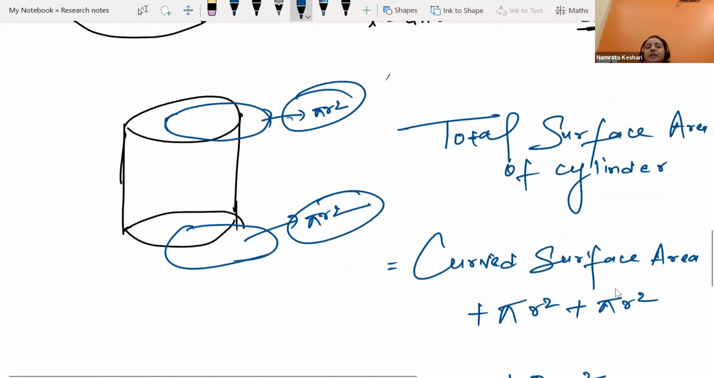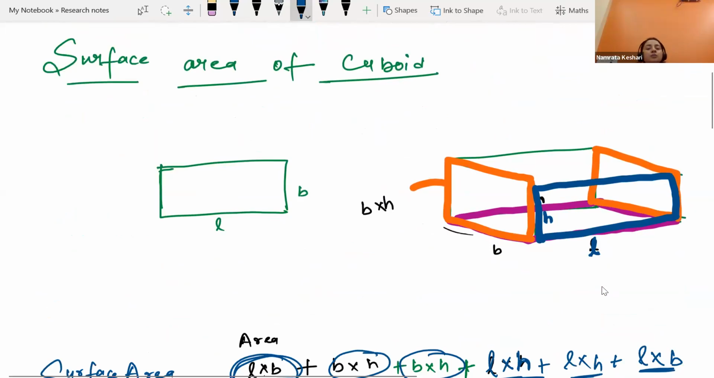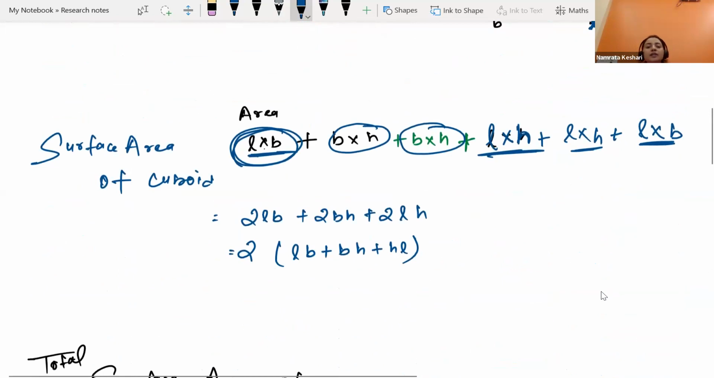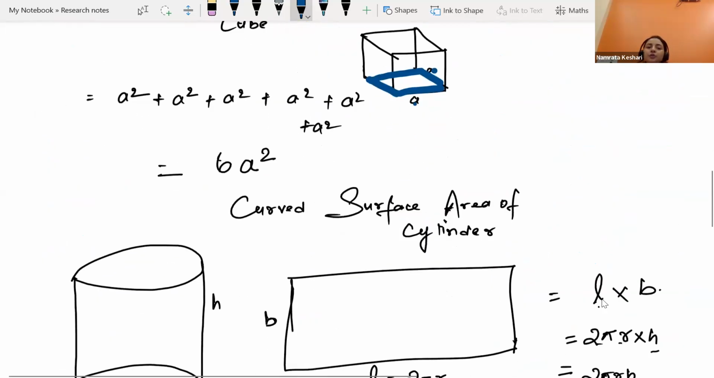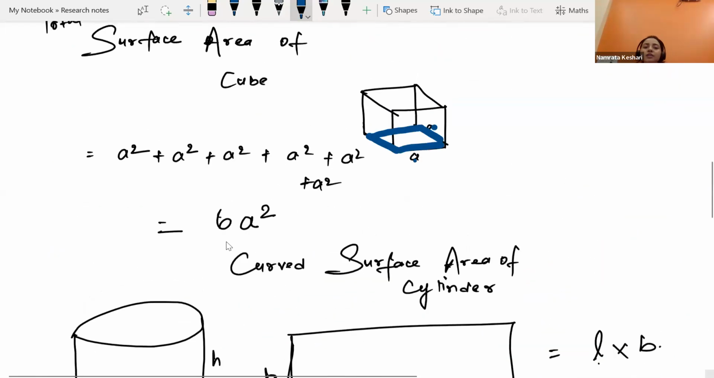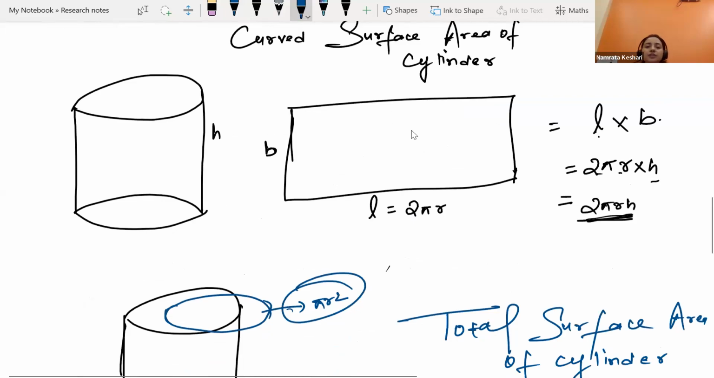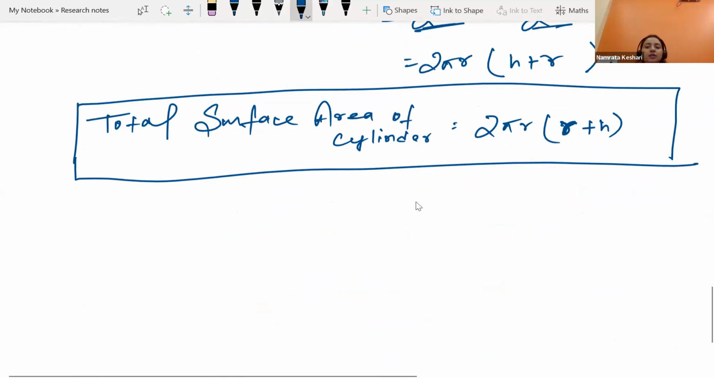Okay, so far we have discussed the formula for surface area of the cuboid. I could have written the formula directly, but I showed you how we are getting it: 2 into length into breadth, breadth into height, height into length. Similarly, the formula for total surface area of a cube is 6a square. Then we discussed the curved surface area of the cylinder, and we got 2 pi r h. We also found the total surface area of the cylinder. Now we'll be discussing the cone.